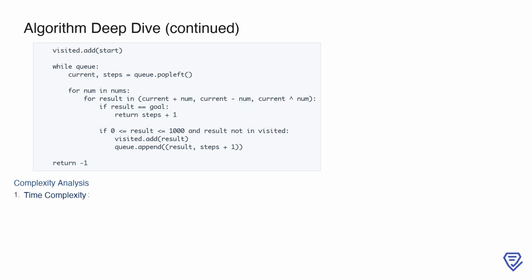For each number in the nums array, we compute the results of the three operations: addition, subtraction, and XOR. If any of these results match the goal, we immediately return the current step count plus 1, as we've found the shortest path. Otherwise, we check if the result is within the valid range of 0 to 1000 and whether it has been visited. If both conditions are met, we mark the result as visited and enqueue it along with the incremented operation count. If the queue becomes empty without finding the goal, we return -1, indicating that the goal is unreachable. This implementation ensures correctness while maintaining efficiency.